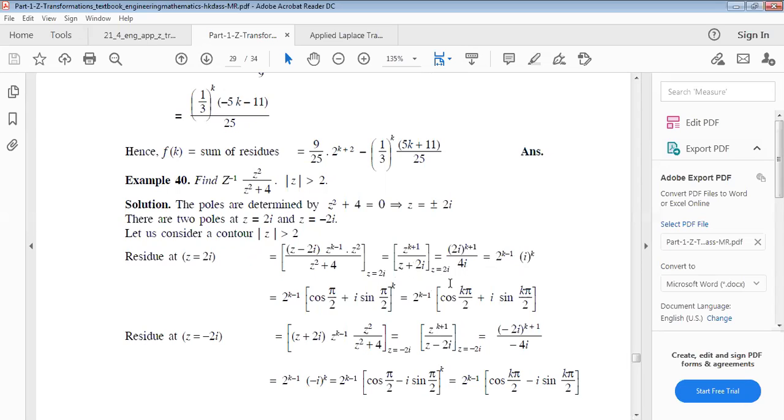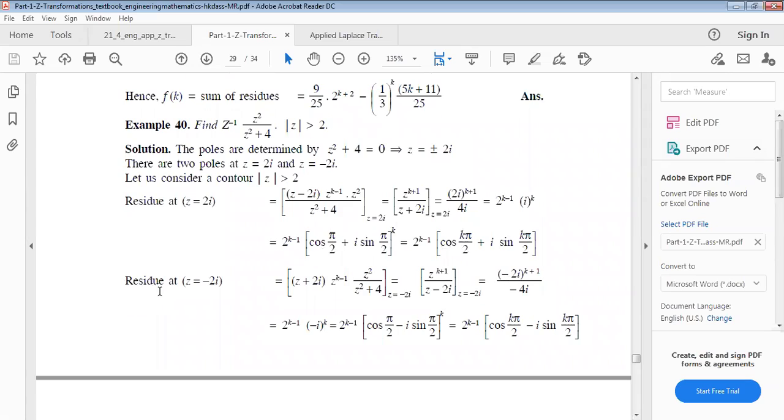But i to the power k can be written using complex numbers: i can be written as cos pi by 2 plus i sin pi by 2. Cos pi by 2 means cos 90 degrees, which is 0, and sin 90 degrees equals 1. This is i. So i can be expressed like this: cos pi by 2 plus i sin pi by 2. So 2 to the power k minus 1, and multiplying k with the angle. How? Applying de Moivre's theorem, we can write this power with the multiplication of the angle, k pi by 2 and k pi by 2.